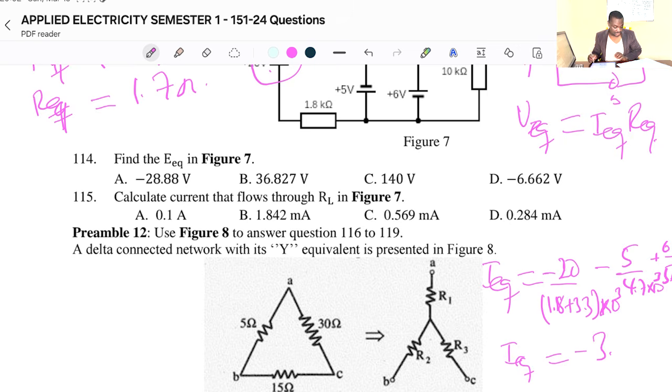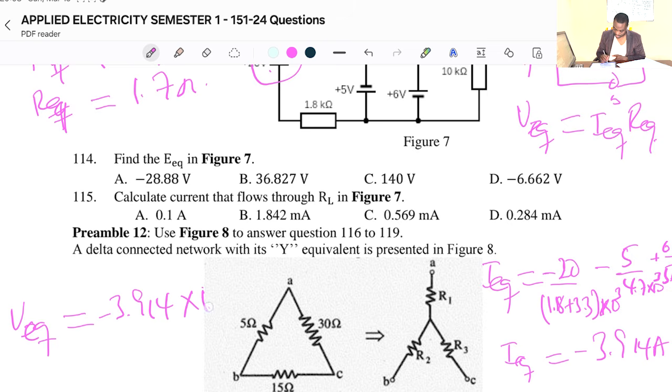minus 3.94, right? 0.14 amps. So the equivalent voltage will be equal to minus 3.914 times 1.72 kilo, right? Remember here will be what?